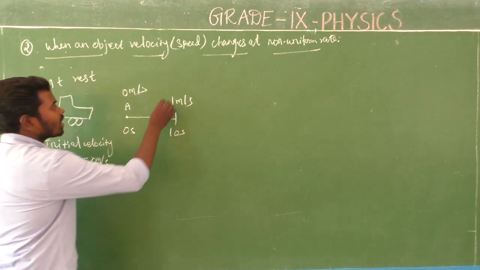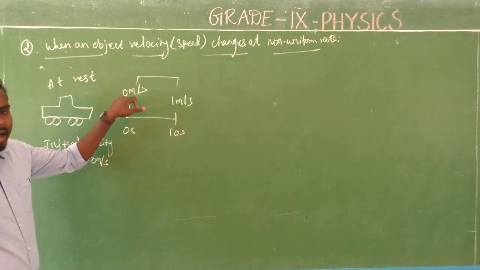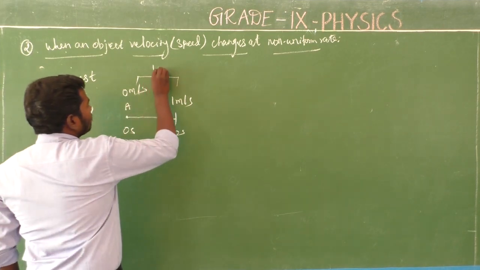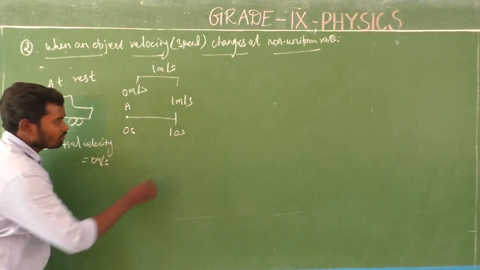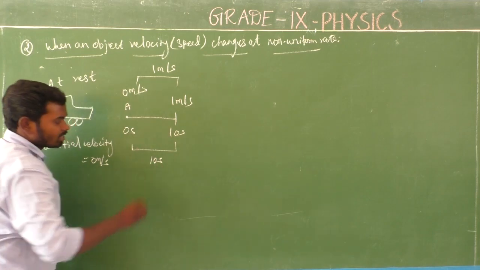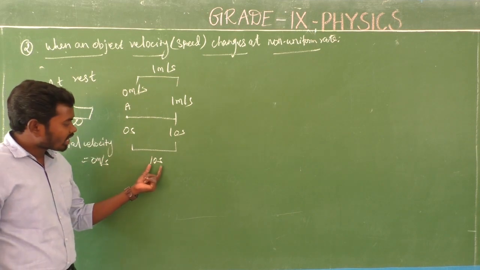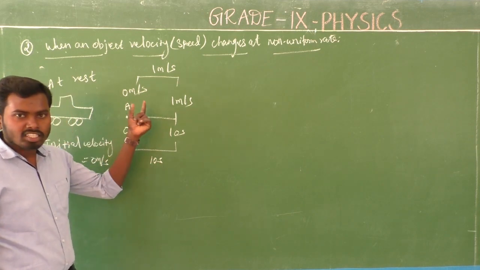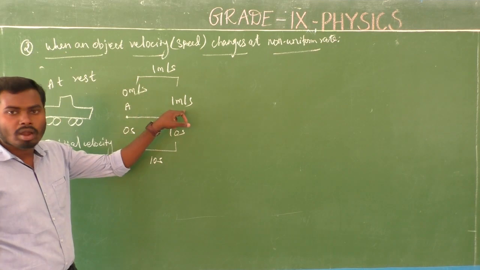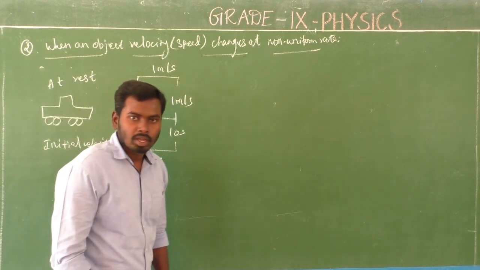So here, what is the change in velocity? 1 meters per second minus 0 meters per second is equal to 1 meters per second. And the time factor? 10 seconds minus 0 seconds is equal to 10 seconds. So within 10 seconds, the velocity of the car changes from 0 meters per second to 1 meters per second. How much change in velocity? 1 meters per second. Is it clear?